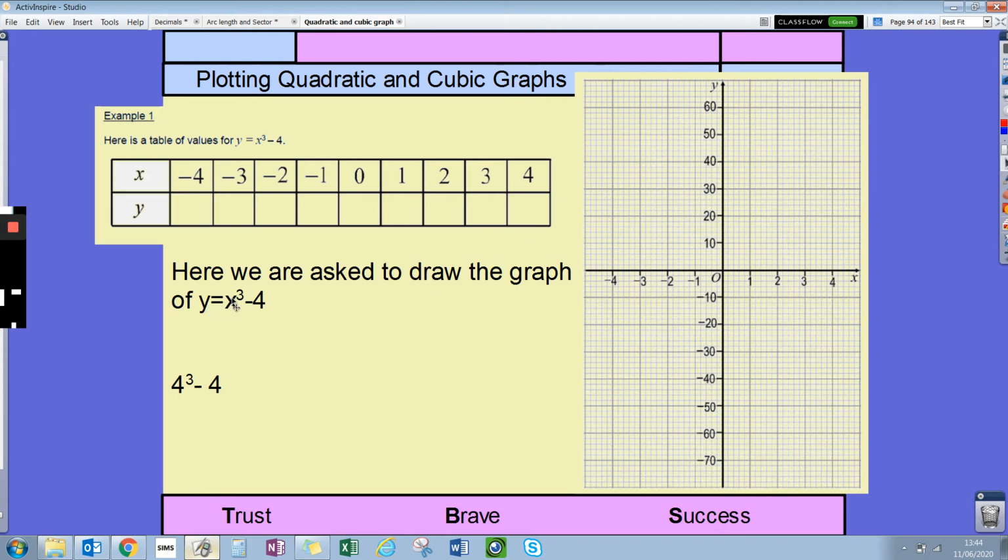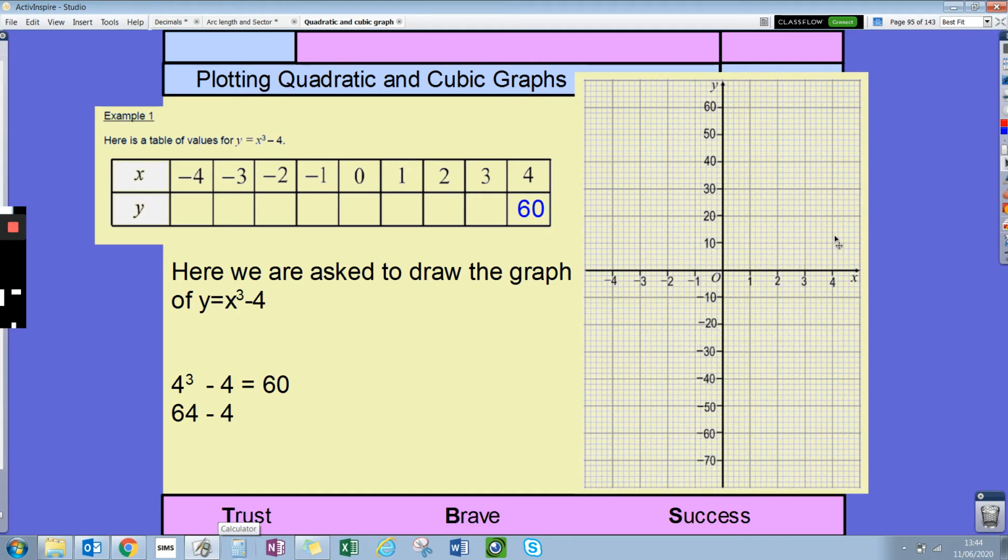So y equals x cubed take away 4. So to get the y value for this x coordinate, we're going to cube the 4, and then we're going to subtract 4 from that. So 4 cubed, 4 times 4 is 16, and then we need to times that 16 by 4, which is 64, and then we need to take 4 away, which is 60.